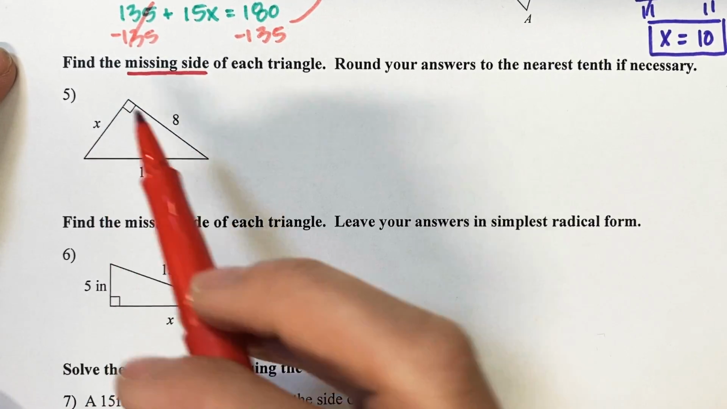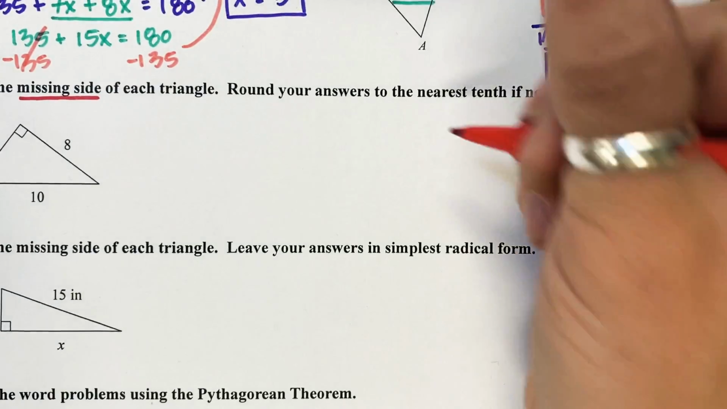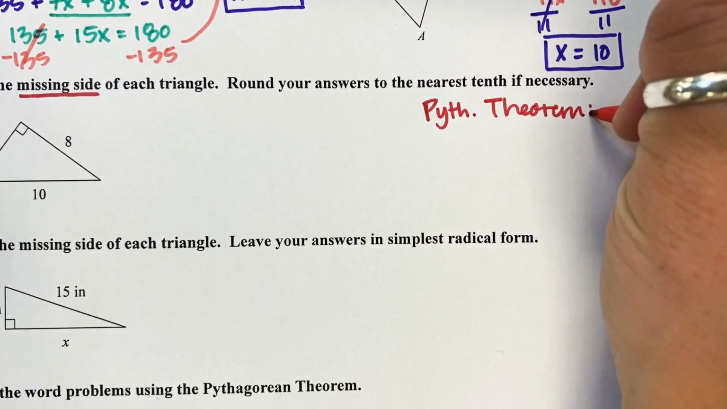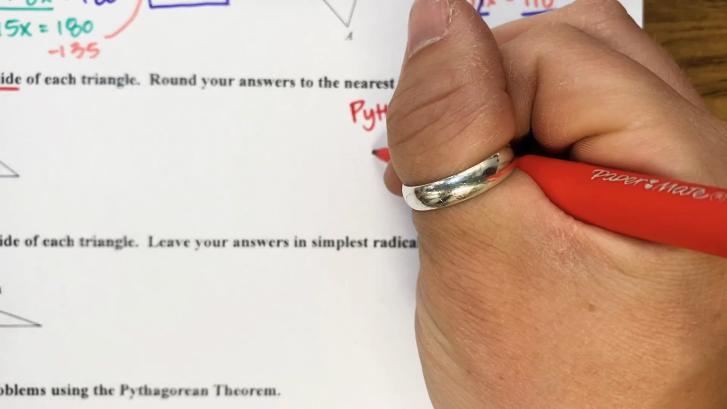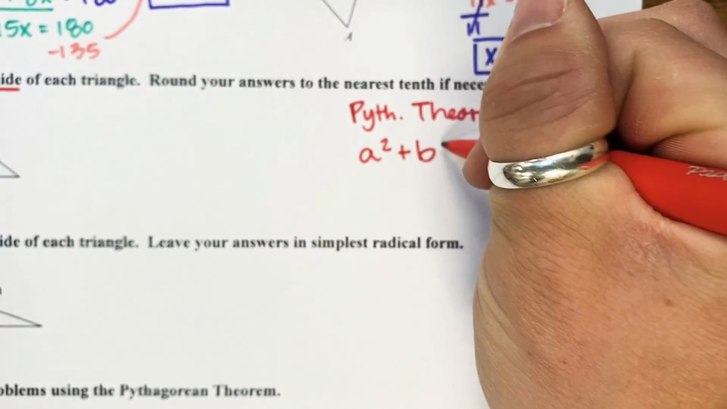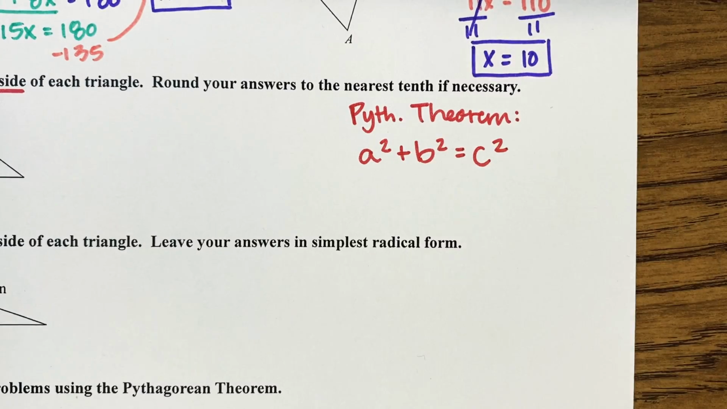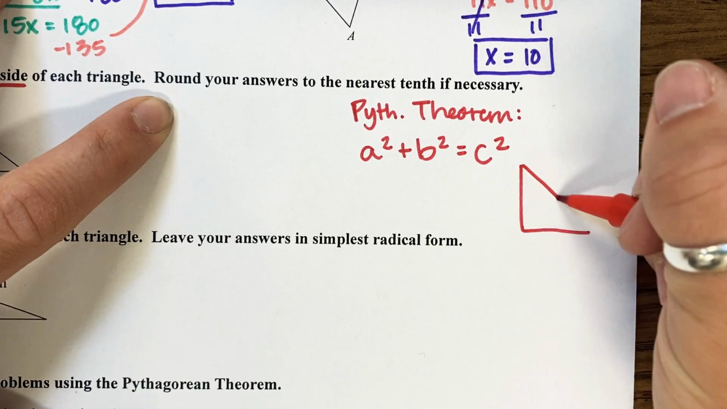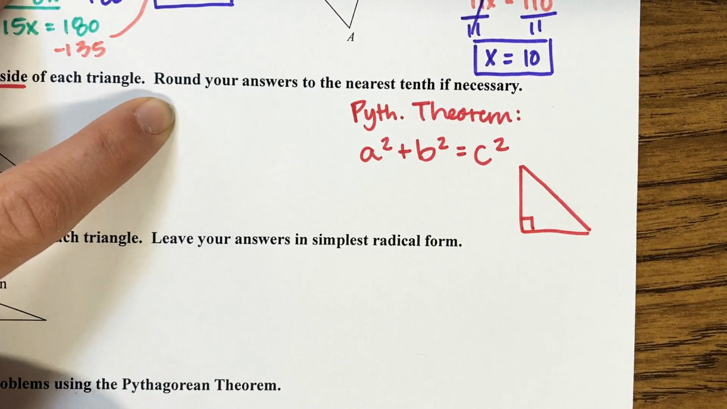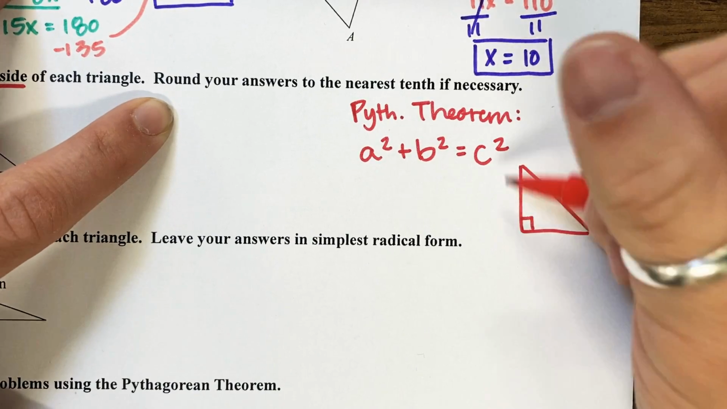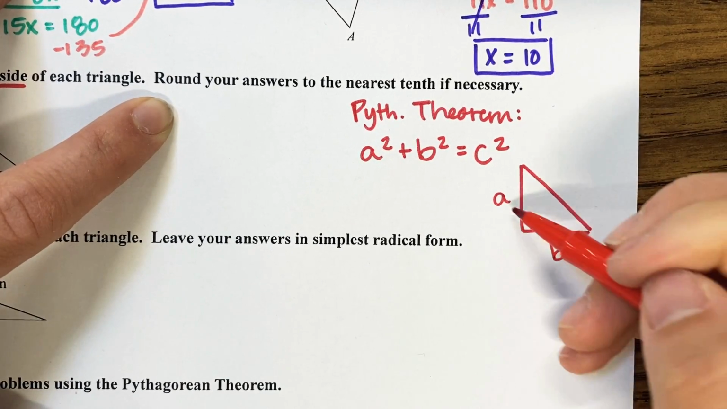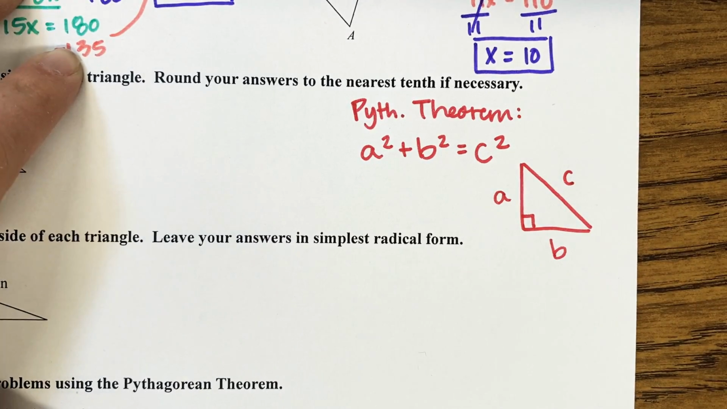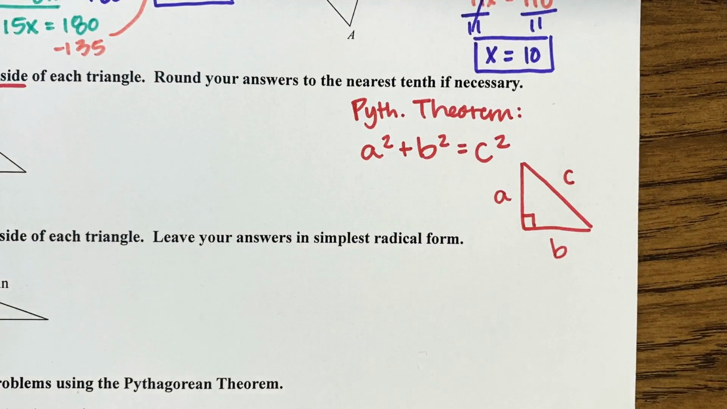So in order to find a missing side of a right triangle, we are going to have to use Pythagorean's theorem. The Pythagorean theorem states that a squared plus b squared is equal to c squared. And if you need to remind yourself, draw a little right triangle. So there's our right angle. The legs that make up that right angle are A and B. Our hypotenuse across from our right angle is always C. So that's where we get our A, B, and C to plug in.